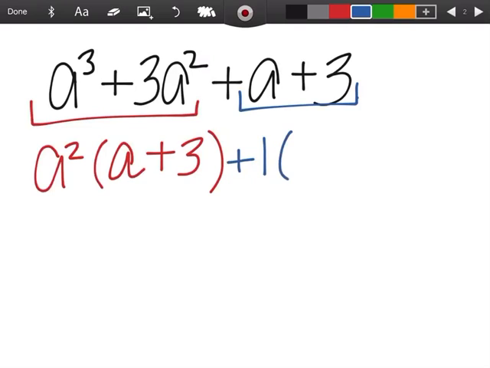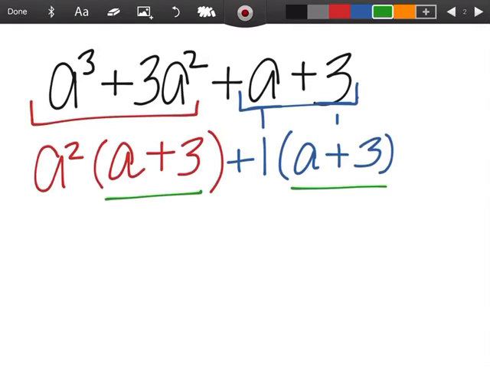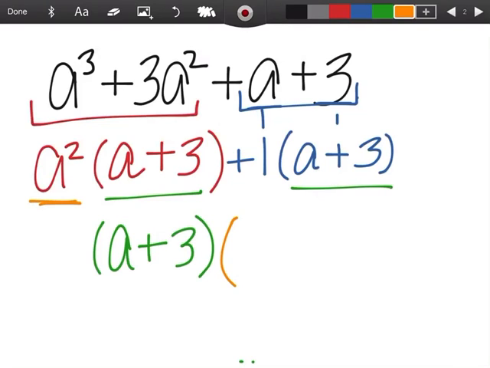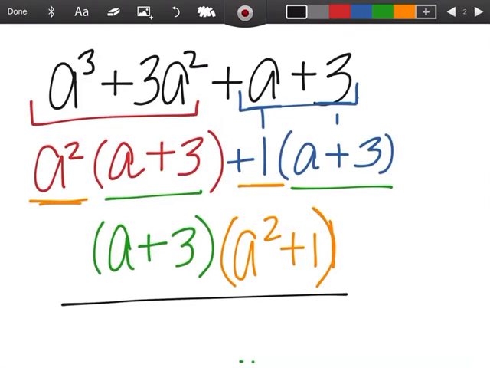And I am going to write out front that I'm factoring out a 1. When I factor out a 1, I'm just dividing by 1, so it doesn't change anything. A plus 3, which is good because I want these parentheses to match. Once they match, I factor that quantity out front. So I get the quantity a plus 3, and then left over in each term, I get the other quantity. So I get a squared plus 1. And this is the answer.